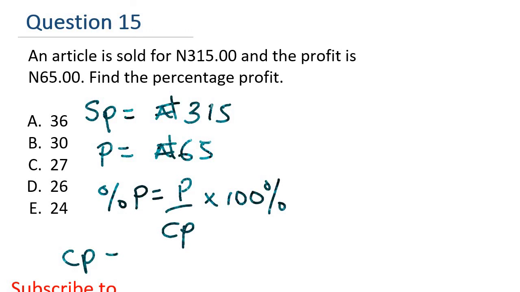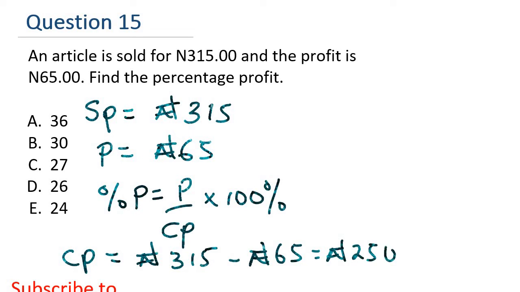Cost price is simply selling price minus profit. So to get the cost price, I'll subtract the profit from the selling price. Okay, so the cost price will be 250 naira. Now I have the cost price. So the cost price 250 plus 65 will give me the selling price, which is 315.